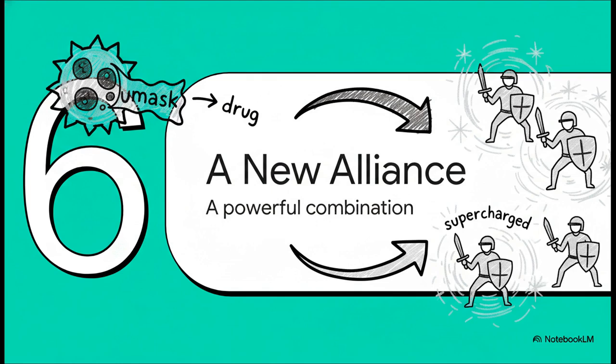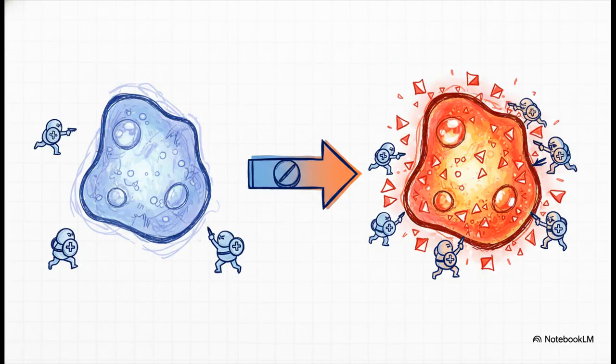I mean, if the drug could unmask the enemy, what would happen if you combined it with a therapy designed to supercharge the soldiers of the immune system at the same time? And this is the whole ballgame right here. This is the big idea. You can take an immunologically cold, invisible tumor, and with the right drug, you can force it to become hot and make it completely visible to the immune system.